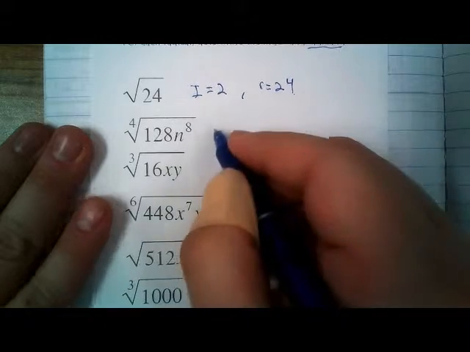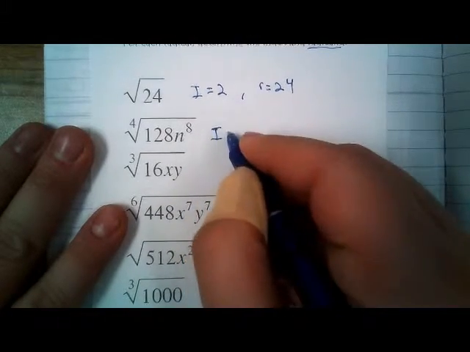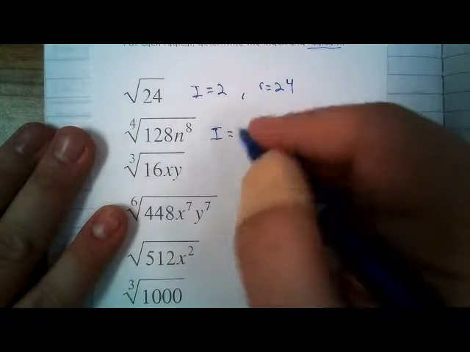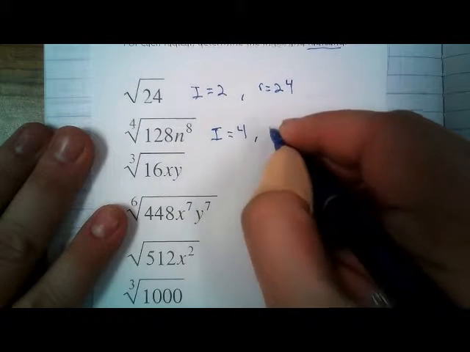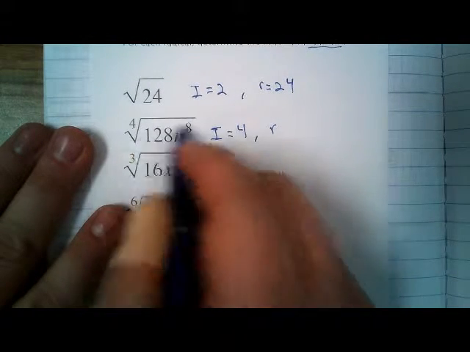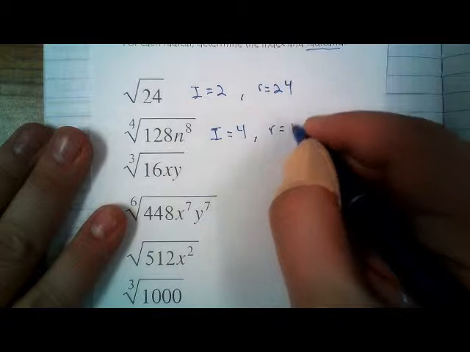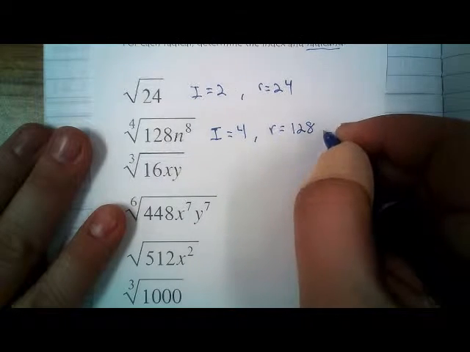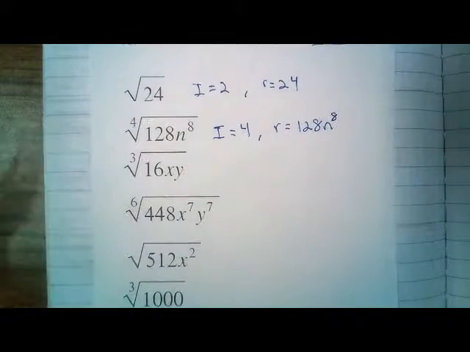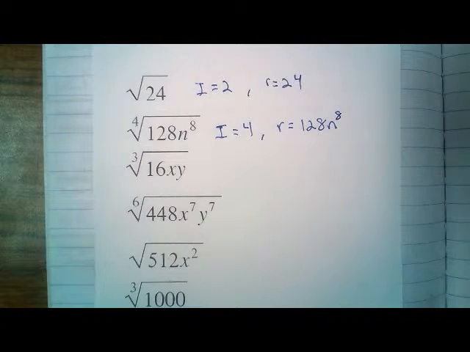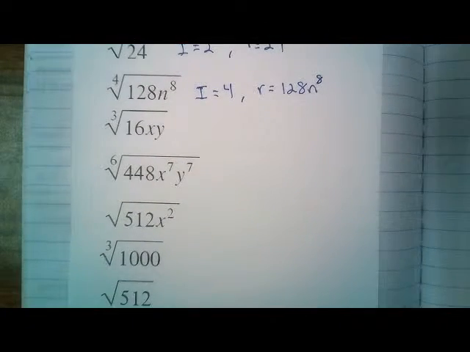For the second one here, the index is 4, and the radicand is this whole term, 128 n to the 8th. Okay? Now you're going to do the rest and show your teacher when you're ready to move on.